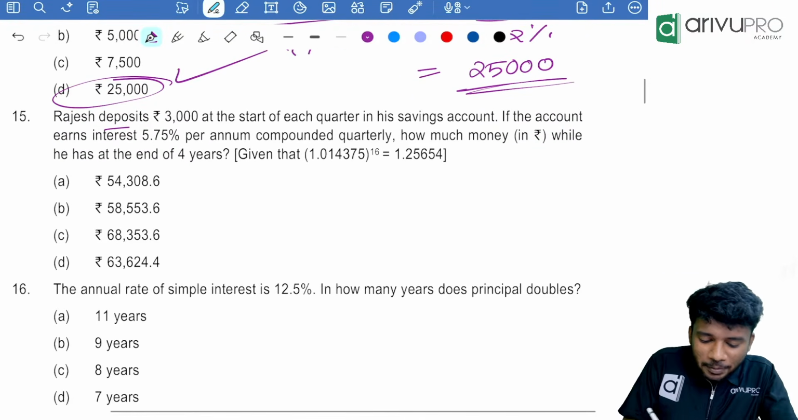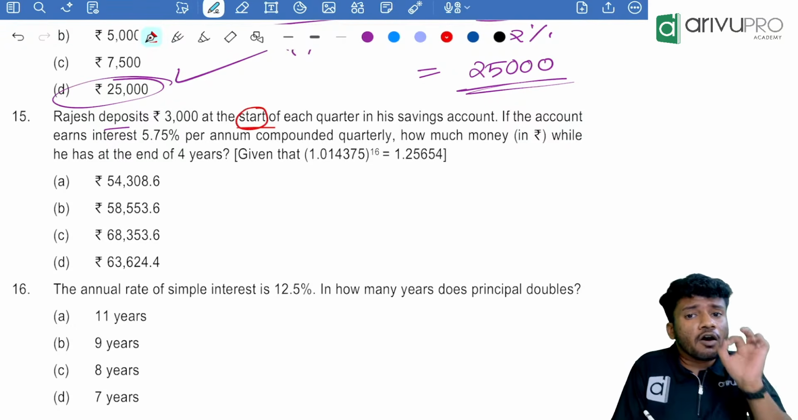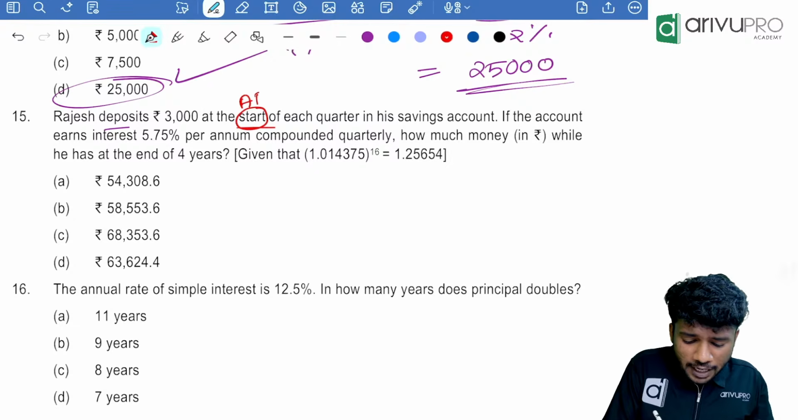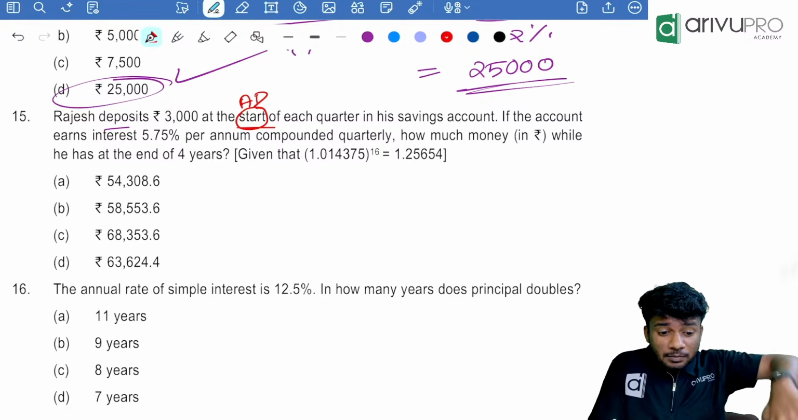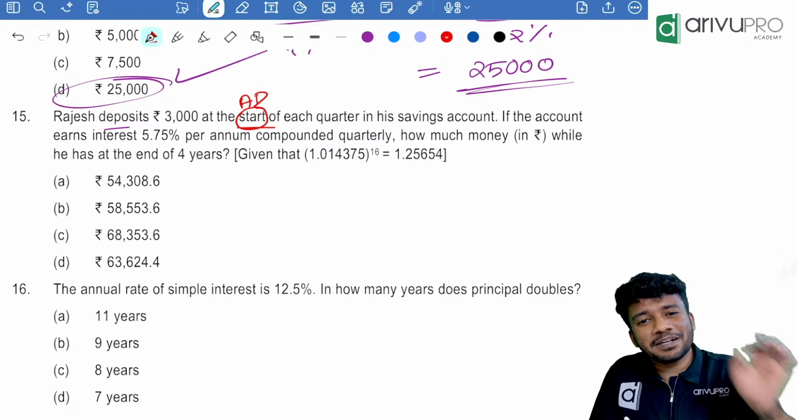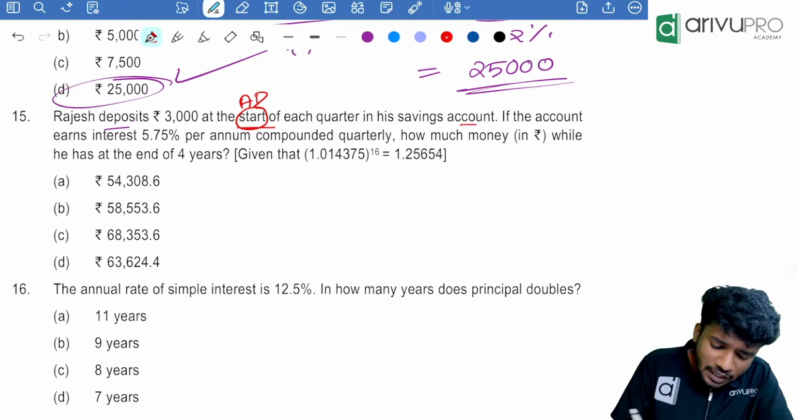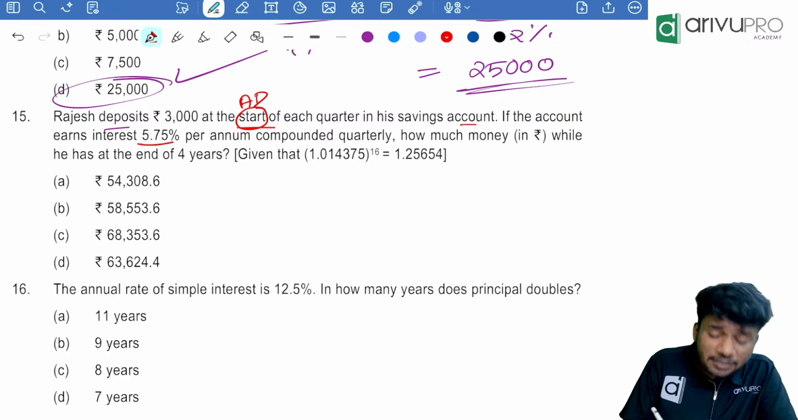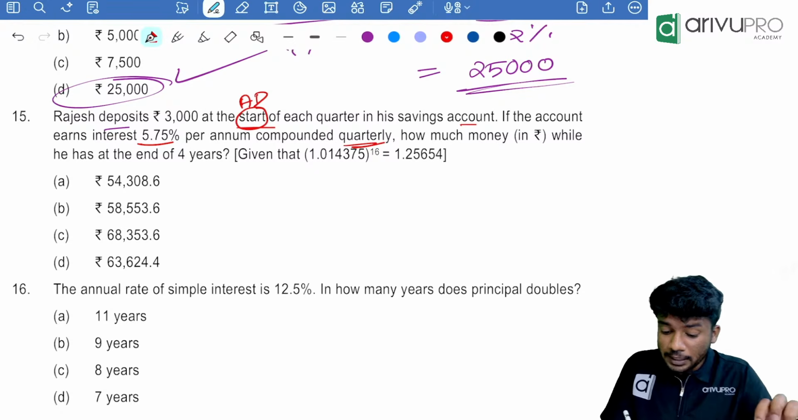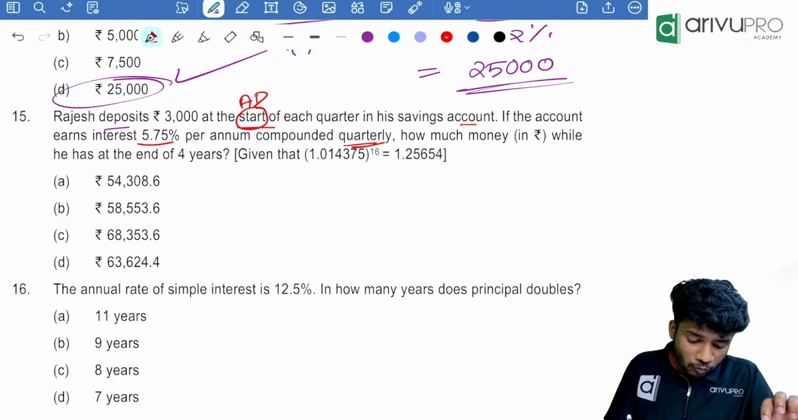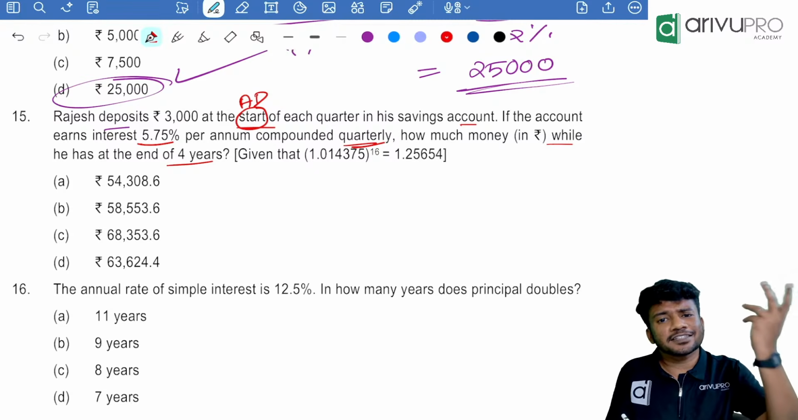Then Rajesh deposits 3,000 at the start of each quarter. Start of each quarter means annuity regular or annuity due? Annuity due. Start, beginning, from now, from today, everything comes under annuity due. For each quarter in his savings account, if the account earns interest of 5.75% per annum compounded quarterly, how much money will he have at the end of 4 years is the question.